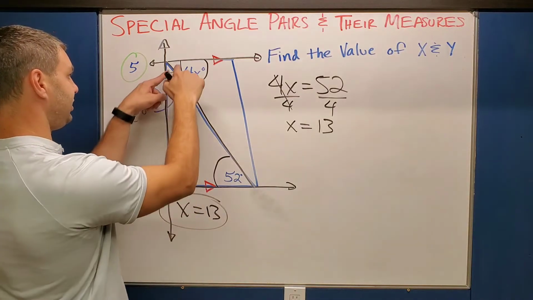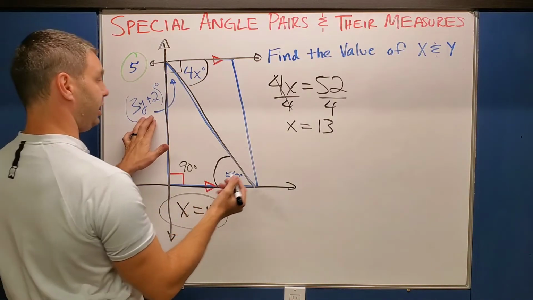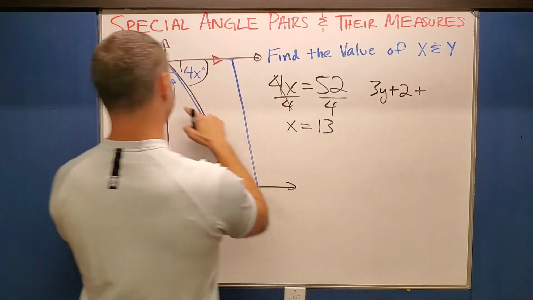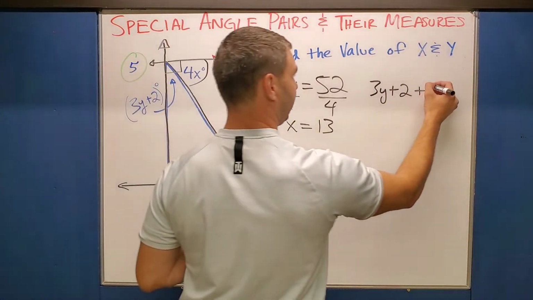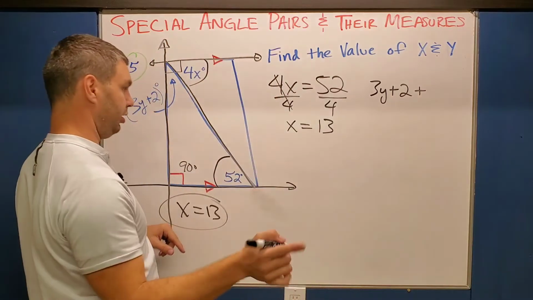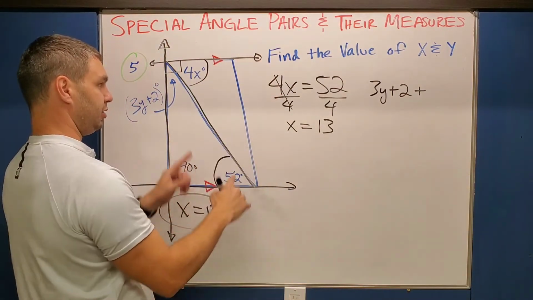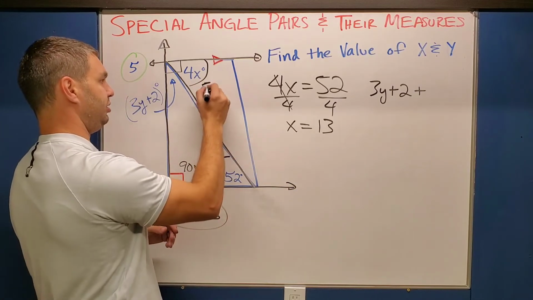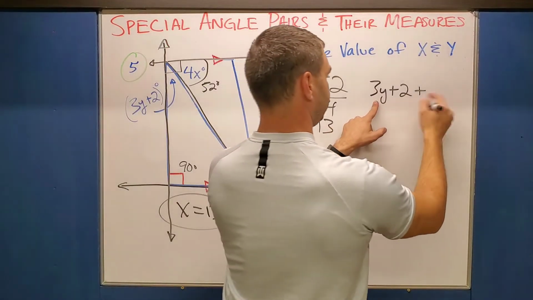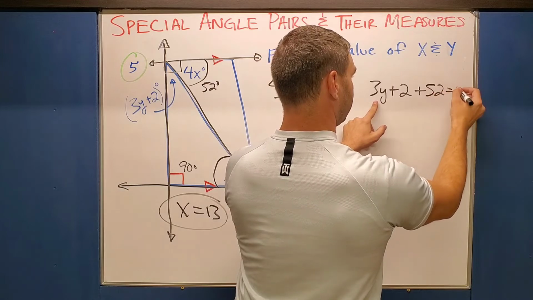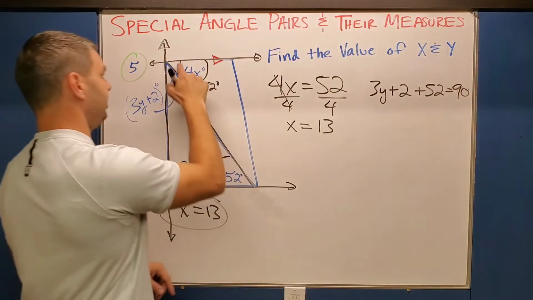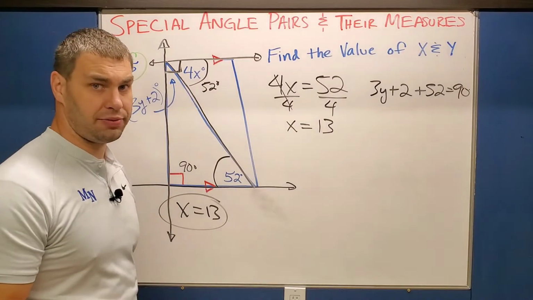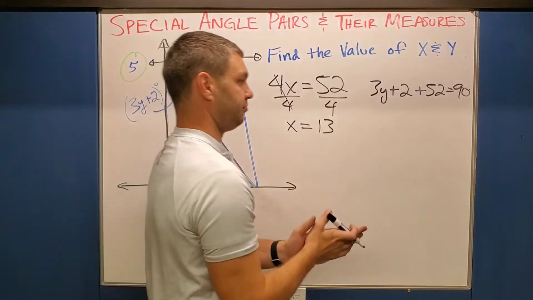All right, so because this is 90 now, I can say 3y plus 2, plus the other parts of that angle, plus 4x, which we now know, right? These are congruent. So instead of saying 4x, I don't want to use x. That's too many variables. I'll call this 52 degrees. So 3y plus 2 plus 52 equals 90, right? They all together are going to be this 90 degree in the corner. So if I solve for y, I should be able to find it, right?